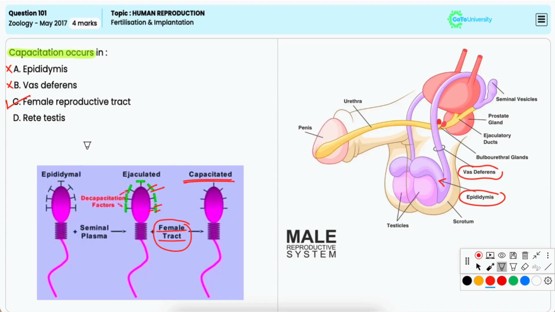Option D, rete testis. It is also incorrect because rete testis is involved in collecting and transporting sperm from the seminiferous tubules to the epididymis.